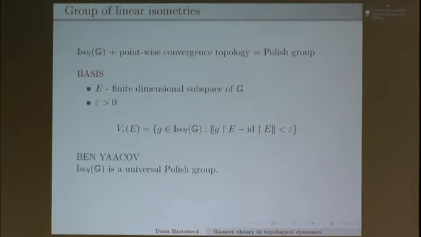And analogously to the group of isometries of the Urysohn space, the separable Urysohn space, this group is a universal Polish group, but Itaï Ben Yaacov used a modification of the Katětov construction that Katětov used for the Urysohn space. So this is what we are talking about.